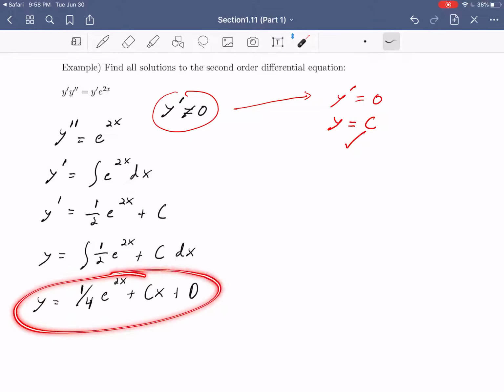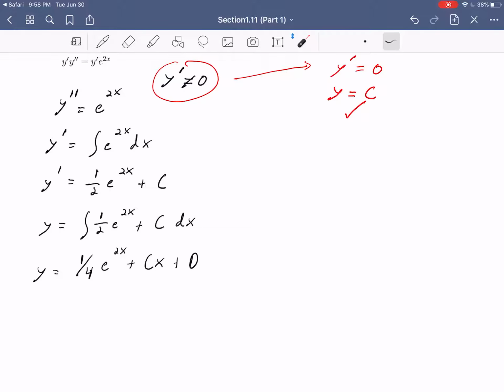Are those actually included in here? Well, we could certainly choose c equals 0 and get rid of that linear component. But notice we're always going to have that 1/4 e to the 2x in here. So, unfortunately, there's no way to write these constant solutions in this format, so we're going to have to include these as well. So our solution set is going to be y equals 1/4 e to the 2x plus cx plus d, along with everything of the form y equals c.